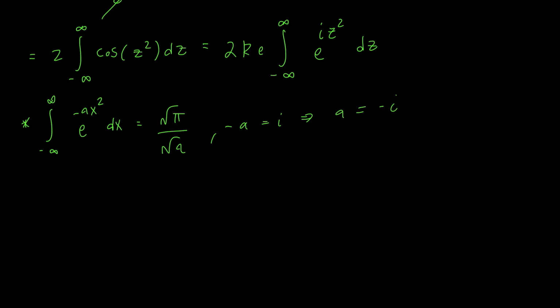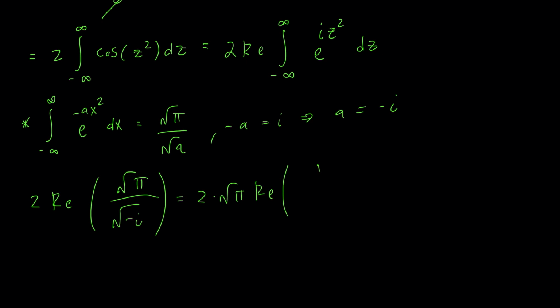So we're going to have twice the real part of the square root of pi divided by the square root of negative i. So we're going to have 2 times the square root of pi, and then the real part of 1 over negative i to the 1/2, which is twice the square root of pi, and the real part of negative i to the negative 1/2 power.